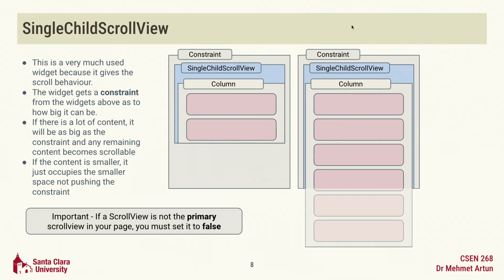One important thing is to check if a scroll view is the primary scroll view, because for each screen there has to be a primary scroll view. But if there are multiple scroll views on the screen, you want to specify one of them as primary, all the other ones not as primary, so that you can go up and down. And we'll come to that now.